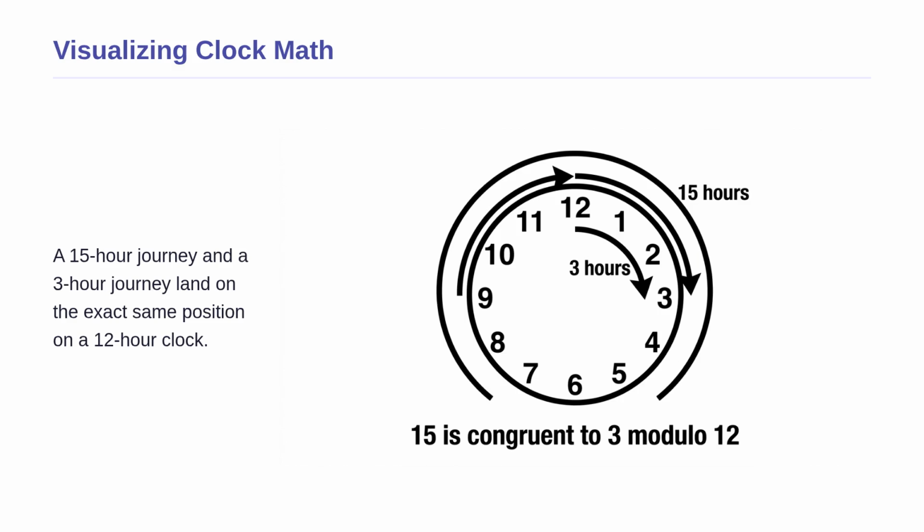Before we move on to the formal math, let us see this with a concrete visual example. Here, we have a standard 12-hour clock face. Notice the two arrows? The longer arrow represents a 15-hour journey, starting from the top. It completes one full revolution and lands on the 3. The shorter arrow represents a simple 3-hour journey, which also lands exactly on the 3. The visual wrapping of the arrow perfectly illustrates how the modulus, which is 12 in this case, resets the count. Because both journeys end at the exact same position, we can visually prove that 15 and 3 are congruent modulo 12.